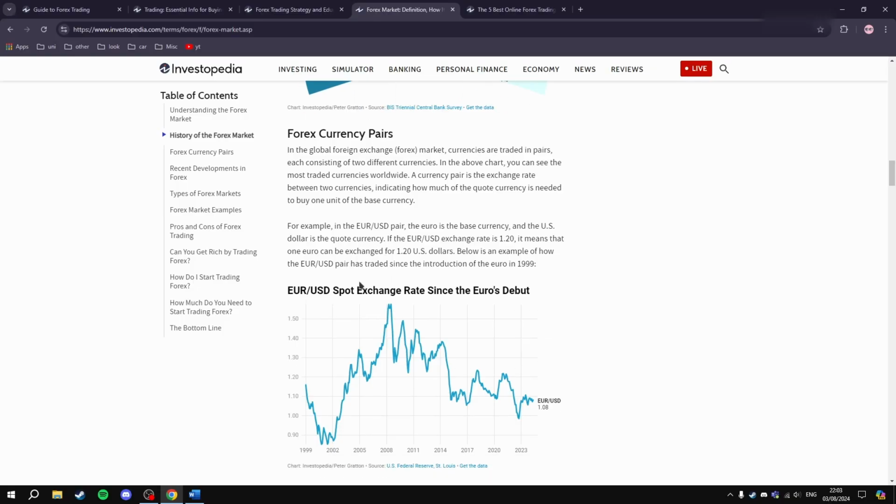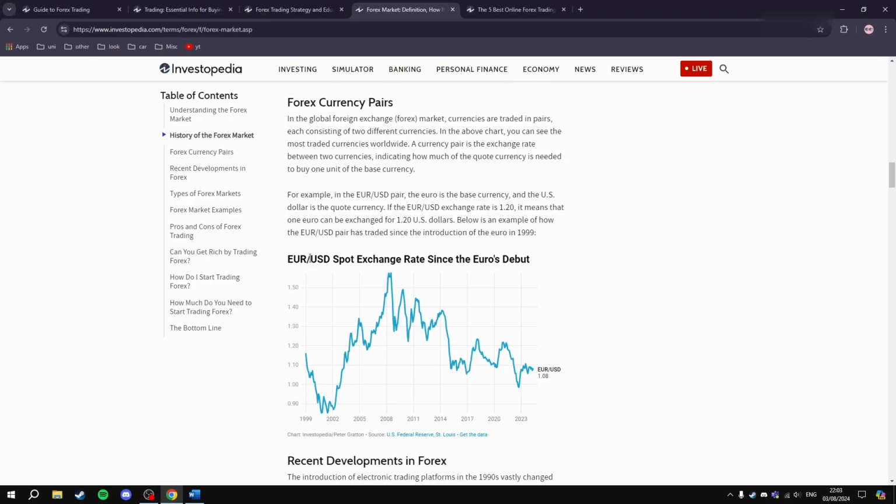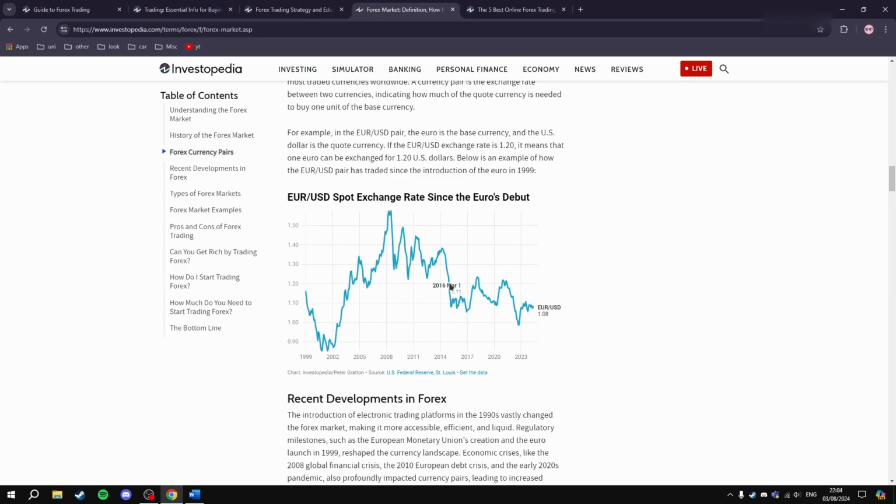Below is an example of how the Euro-USD pair has traded since the introduction of the Euro in 1999. So, the Euro-USD spot exchange rate since the Euro's debut: January 1st, 1999, 1.16, dropped down to 0.85, went up to 1.56, and it's been steadily going down over the years.